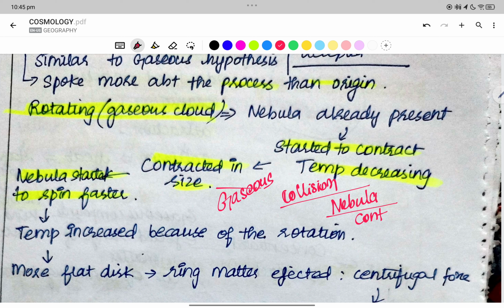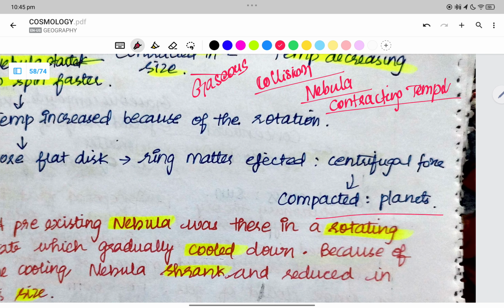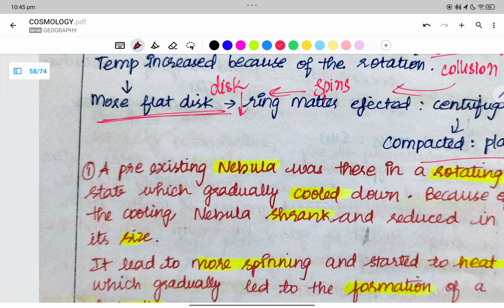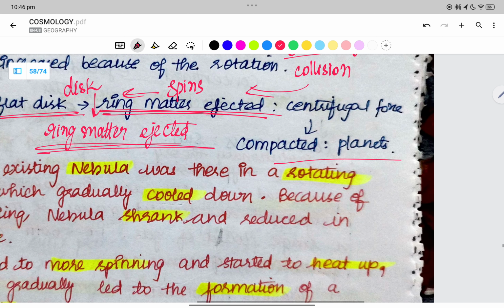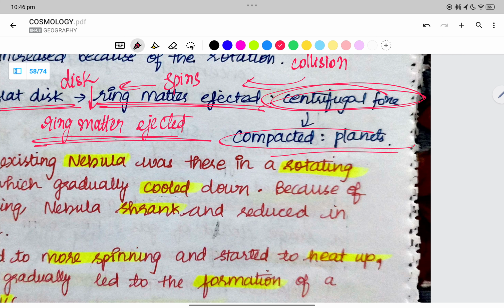The nebula is contracting and the temperature is decreasing over here, right? Now when it is contracting, it is subjected to collision, and because of the collision it starts to spin. The nebula starts to spin and forms a disk, a flatter disk, where ring matter is ejected. So the ejection matter is the ring matter ejected. Ring matter is ejected due to the centrifugal force and compacted into the planets.